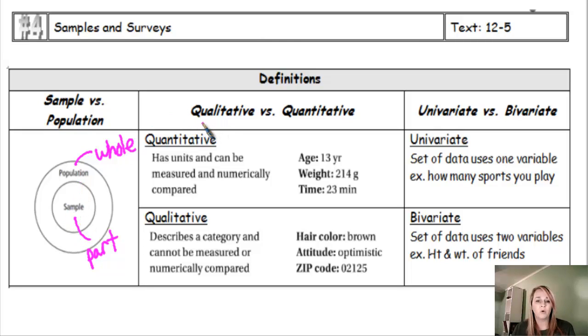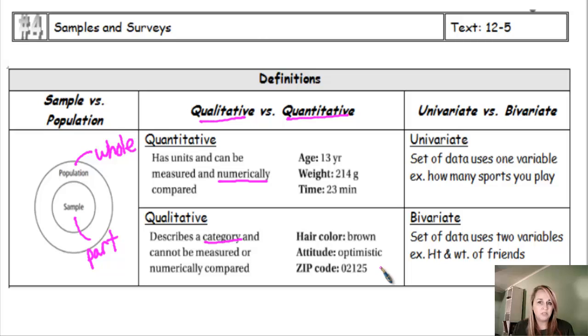Now we need to talk about qualitative versus quantitative data. Quantitative data has units that can be measured and numerically compared. For example, age, weight, and time can all be measured and compared using numbers. Qualitative data describes a category and cannot be measured or numerically compared. For example, hair color, attitude, or zip code.